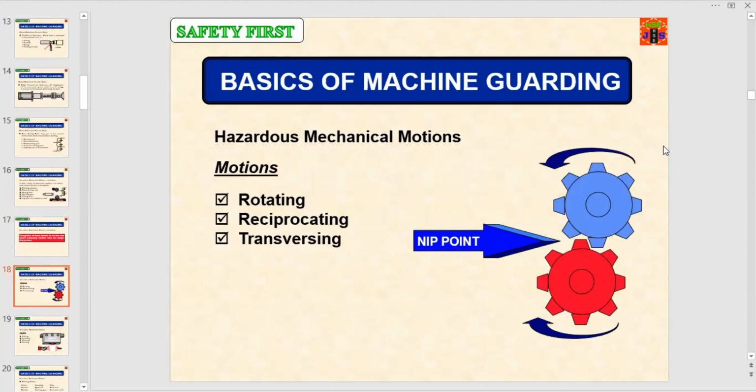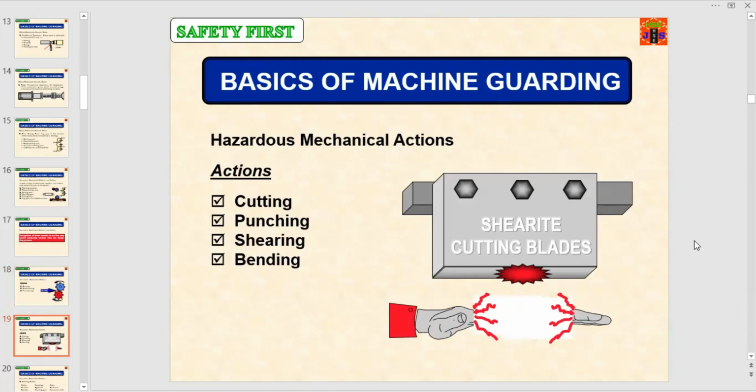These are the points, and this is the nip point. If a finger, hand, arm, or any other thing comes in between these mechanical moving parts, it will be crushed and cause injury. What are the hazardous mechanical actions? Actions might be cutting, punching, shearing, or bending. These are the actions of the motions which we discussed earlier.